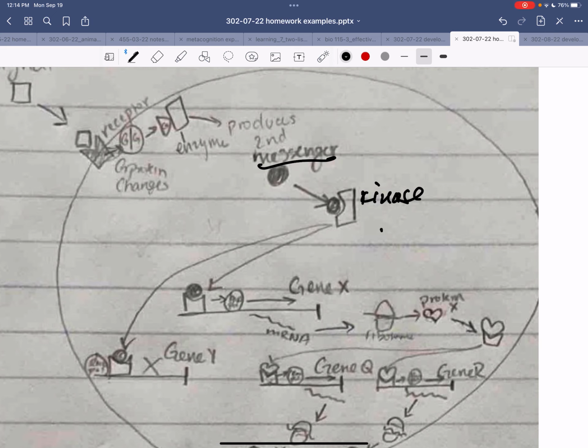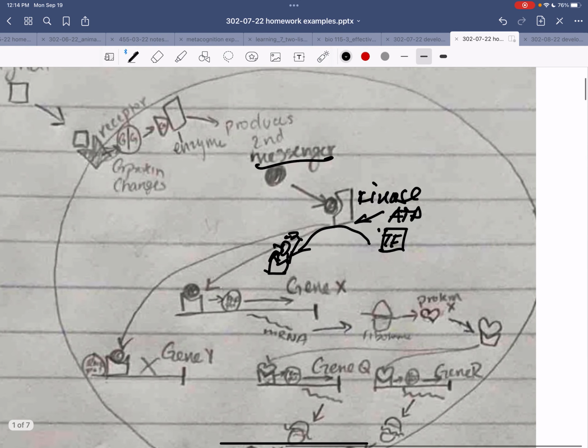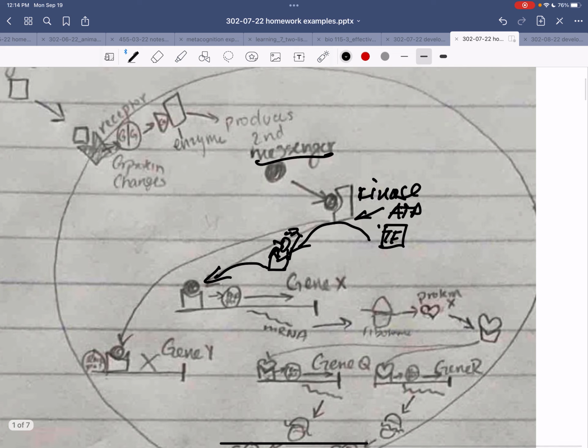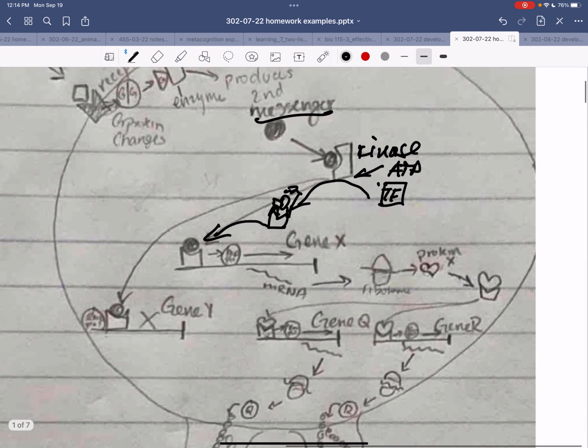that would take an inactive TF and an ATP and make the active TF with a phosphate covalently bound, and that's what would bind. That lasts longer. The phosphate stays bound until a phosphatase takes it off.